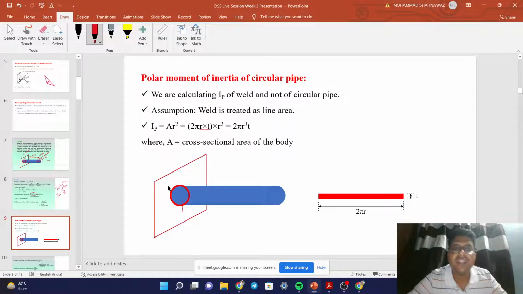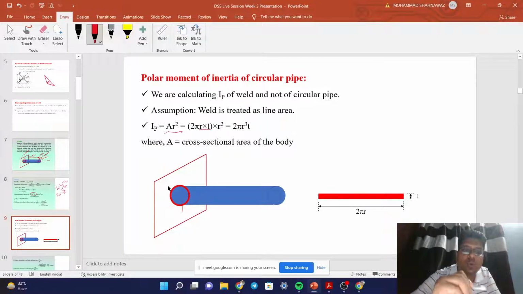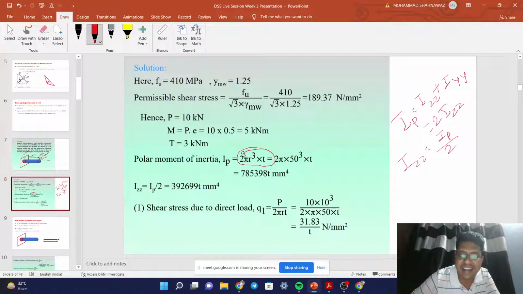What we know is that polar moment of inertia is equal to A r square. What is the definition of polar moment of inertia? It is the second moment of the area, that is A r square. So what is the area of this line? The area is 2 pi r into t, into r square. So this is equal to 2 pi r cube into t. I think now it is clear. That is what sir has written in the slide, 2 pi r cube into t. So from here we are calculating.